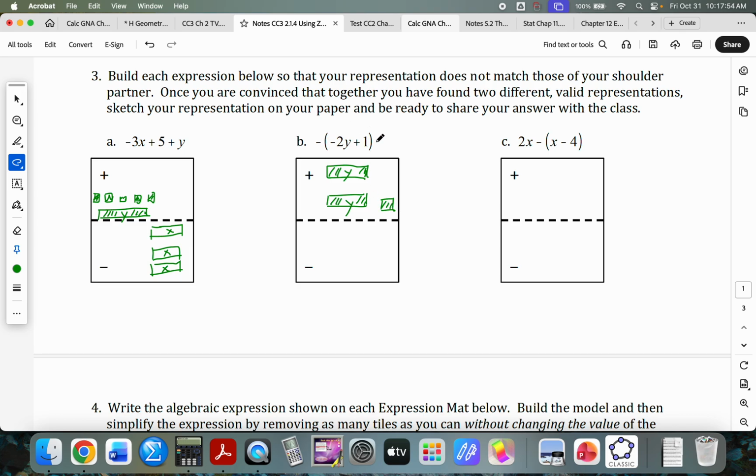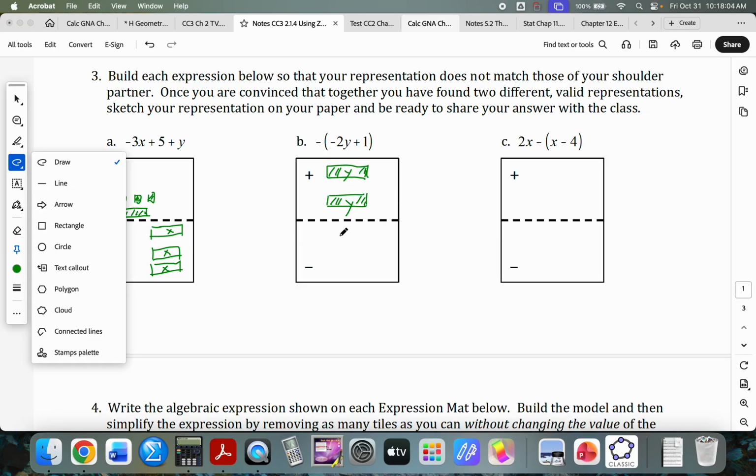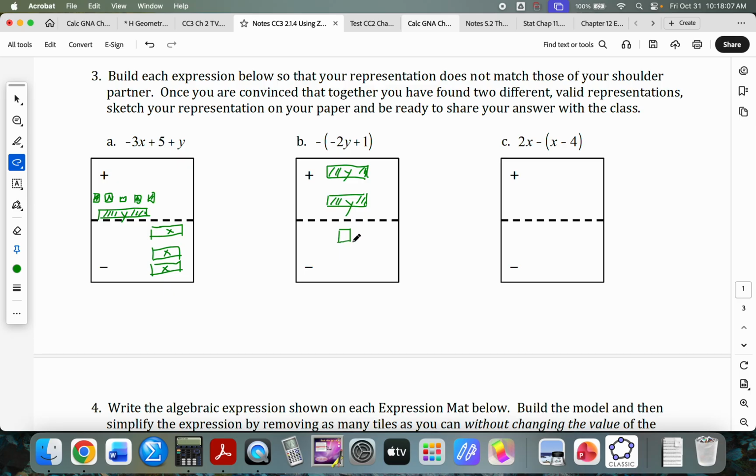Oh, nope. See how it's minus all of that? So I need to have that tile not here. I can either have a positive tile in the negative region, or I could put a negative unit tile in the positive region.